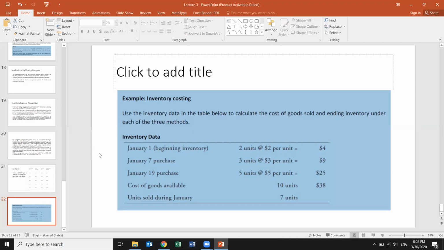Do you have any questions regarding this LIFO and FIFO? No, I guess it's fine. What about other guys? It's clear.